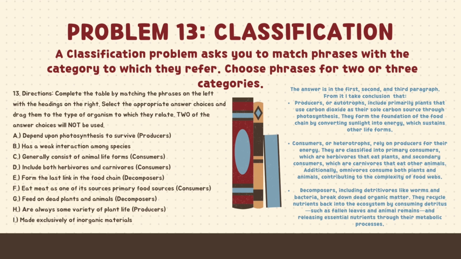Decomposers, including detritivores like worms and bacteria, break down dead organic matter. They recycle nutrients back into the ecosystem by consuming detritus such as fallen leaves and animal remains, and releasing essential nutrients through their metabolic process.